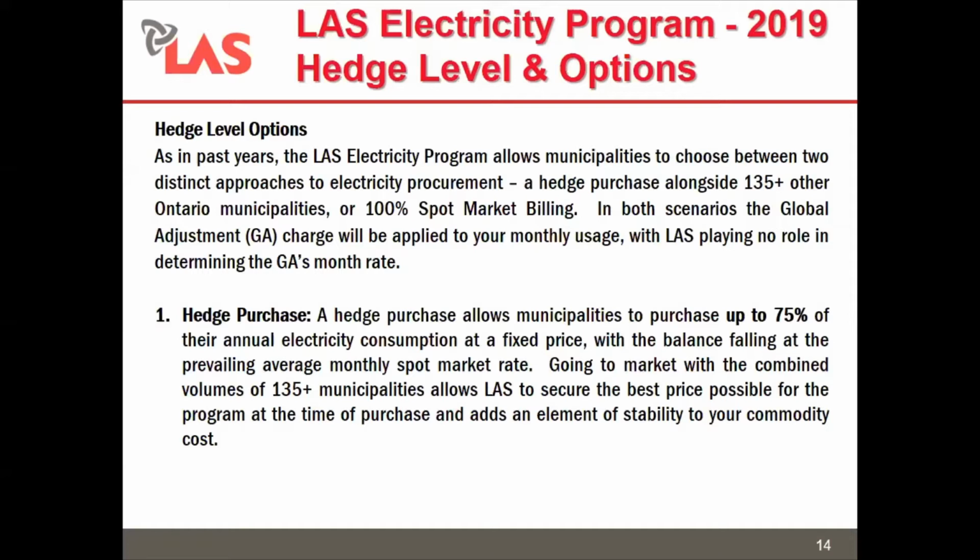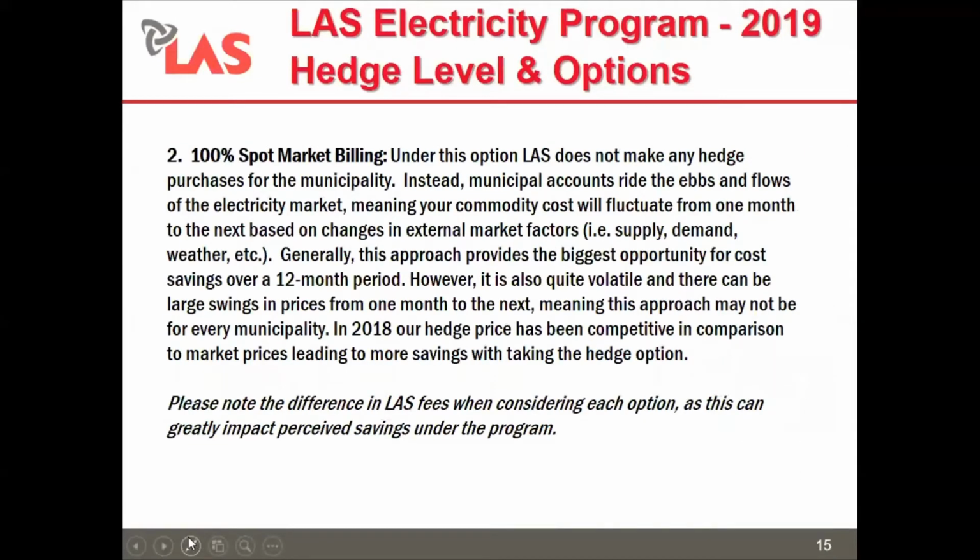100% spot billing. Under this option, LAS does not make any hedge purchases for the municipality. Again, things are changing in the energy market. Some municipalities are finding that they want to go on that 100% spot because they don't want to leave our program. And that's an option as well. Currently, those accounts are billed by account, so the usage is billed at $11 per account. We also have the streetlight program that's billed at $6 per account.